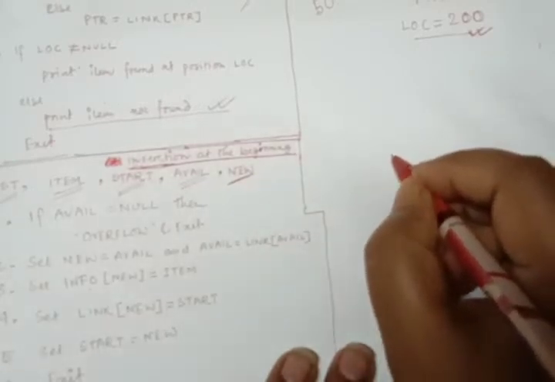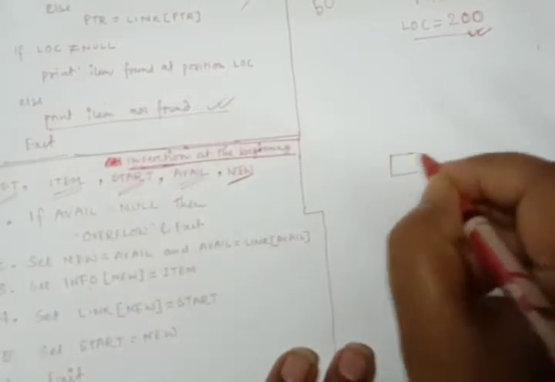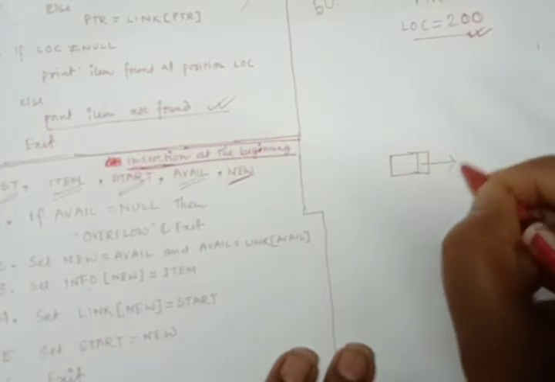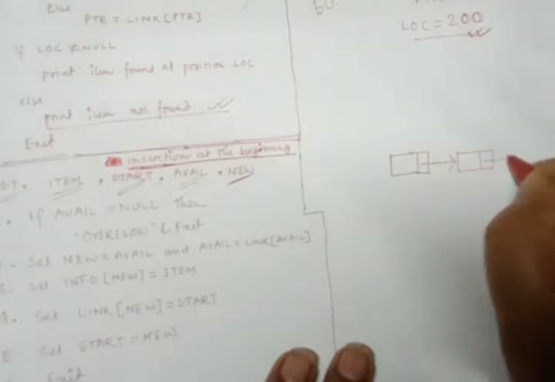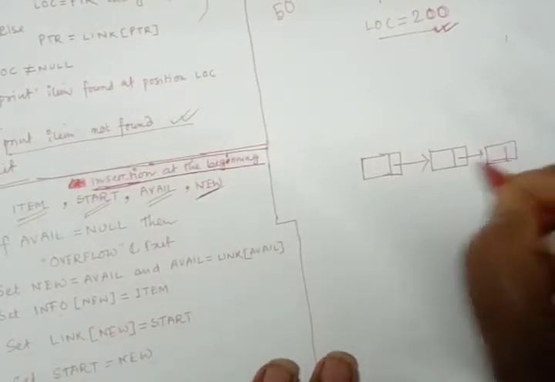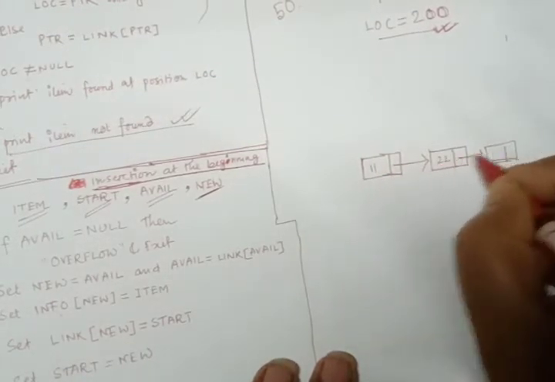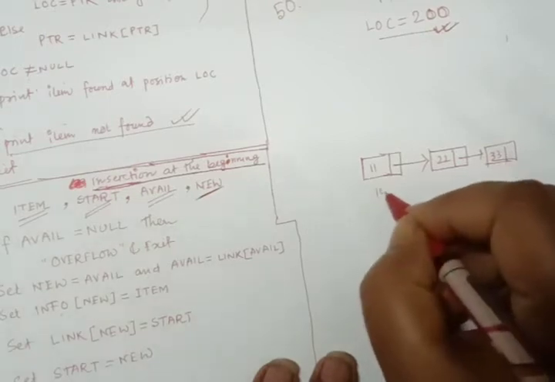Suppose this is the used list in the memory. Suppose there are three nodes in the memory.